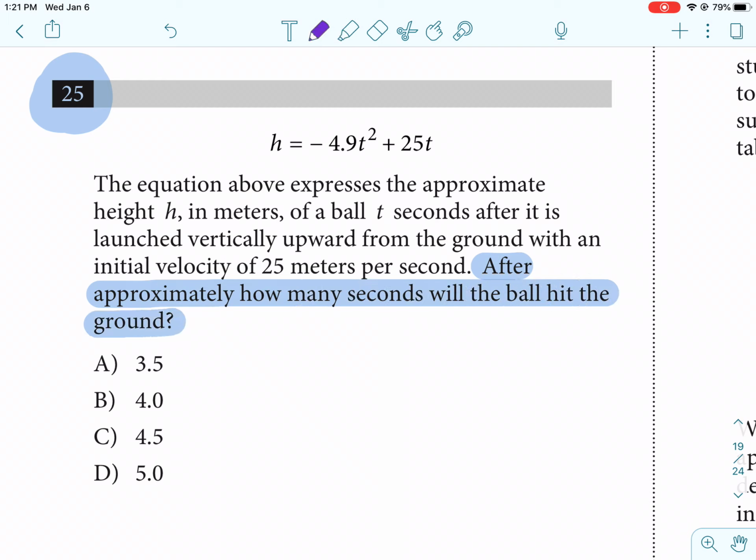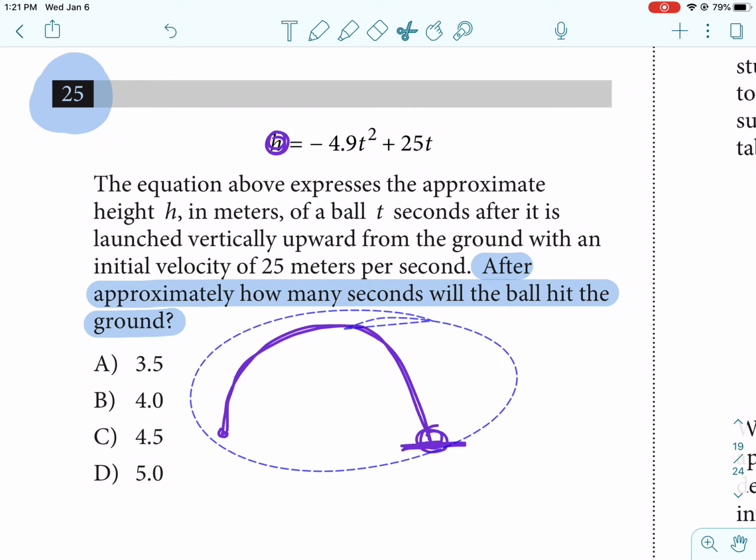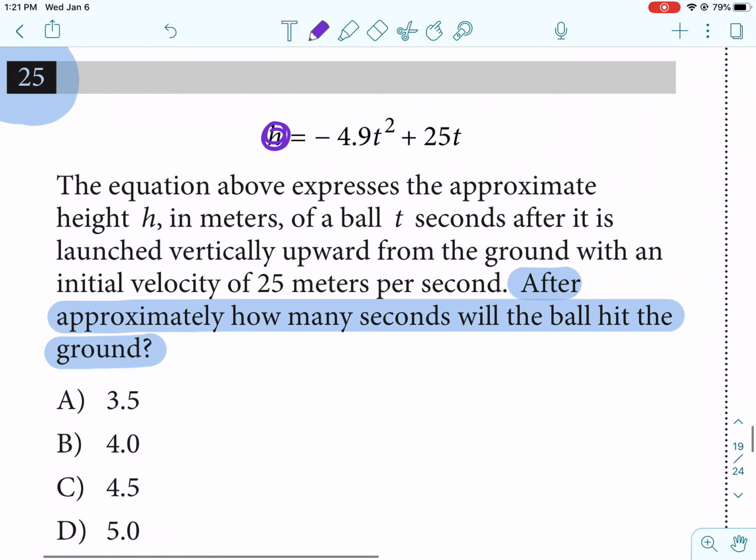So let's think about this. Here's my ball. It gets launched, it goes up, it comes back down, and it hits the ground. So basically, we want to know how long it's in the air. Here's the ball on the ground here. When that ball hits the ground, its height is 0. So what we're going to do is go back to the original equation, plug in 0 for height, and solve. Let's do that.